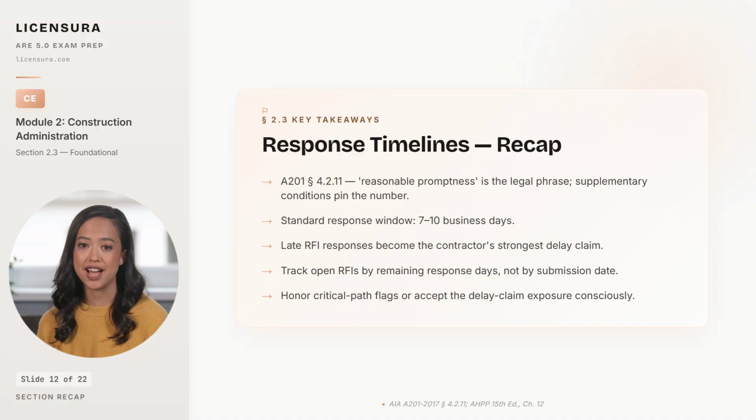Track open RFIs by remaining response days, not by date submitted, because the management question is which RFI will go past its deadline first, not which RFI has been open longest. Honor the contractor's critical path flag. When the contractor identifies an RFI as critical path, you either respond within the expedited window or you knowingly accept the delay claim exposure. And the meta takeaway? Reasonable promptness is a number on a calendar, not a feeling, and architects who treat it as a feeling get sued for the delay damages every time.